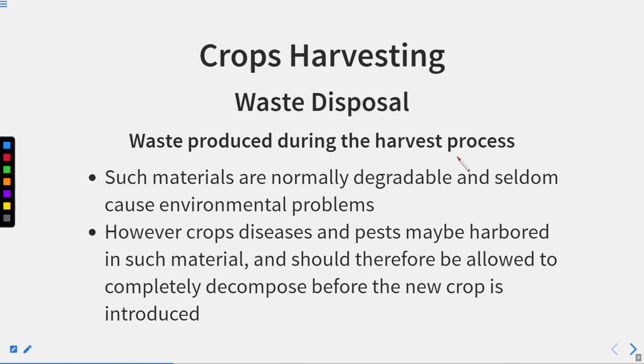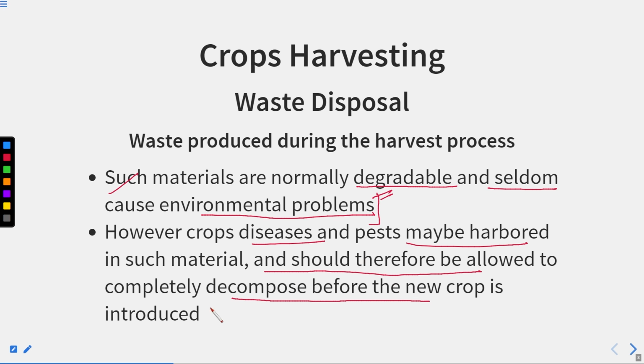Waste produced during the harvest process. Such materials are normally degradable and seldom cause environmental problems. They are generally not causing any type of environmental problems. However, crop disease and pests may be harbored in such material, and it should therefore be allowed to completely decompose before the new crop is introduced.